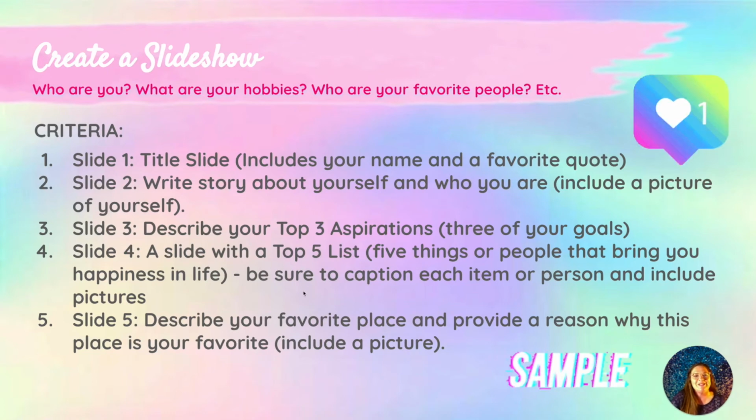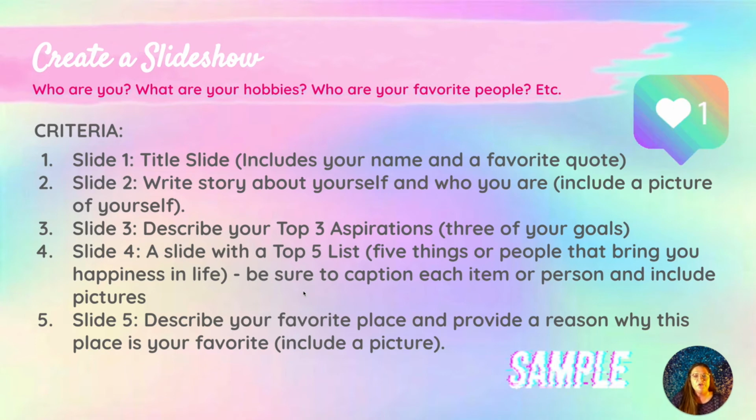Slide 4, you do need to have 5 top things that you love or that truly bring happiness to your life. Okay, so these are things, they could be people. What makes you happy? What brightens your day? You need to have pictures for each of these, and you need to make sure that you caption these pictures. So basically you're going to have your top 5 list, and then a picture for each of the things, and underneath each picture, you're going to put a little caption to explain what the picture is.